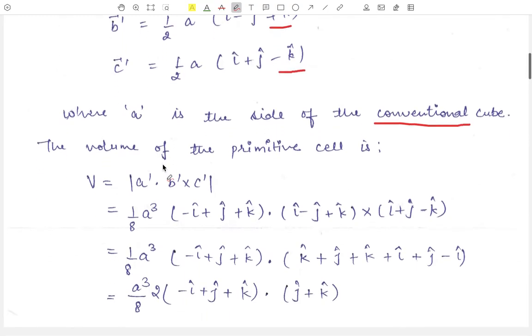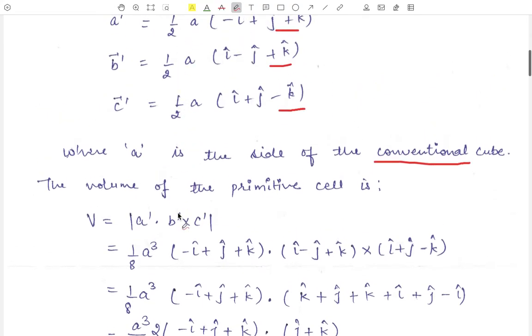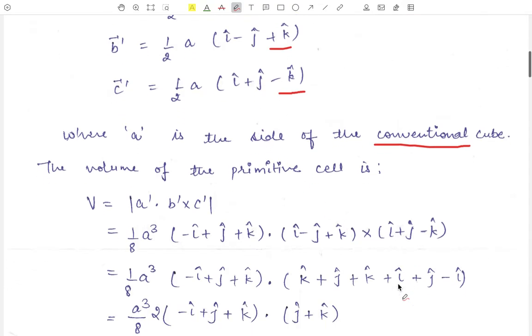Now the volume of the primitive cell is A dash dot B dash cross C dash vectors. Now these are our vectors. We put these values here. We get A cube upon 8, a constant, into A dash vector, that is minus i cap plus j cap plus k cap, dot B dash cross C dash. This is our B dash, i minus j plus k, cross C dash, that is i plus j minus k vector.